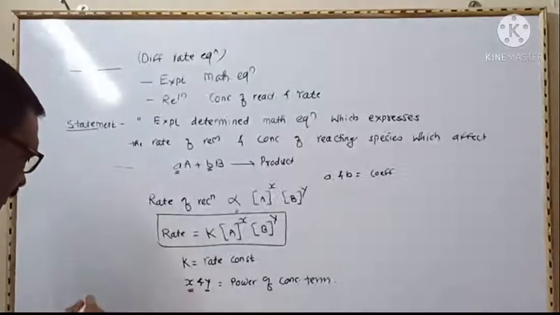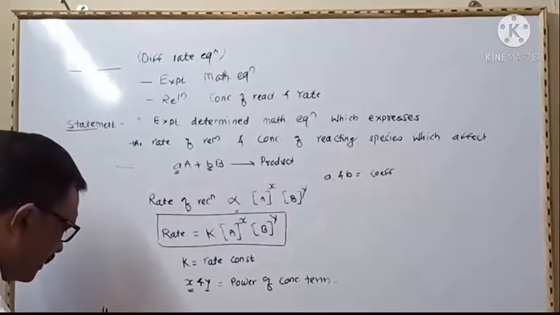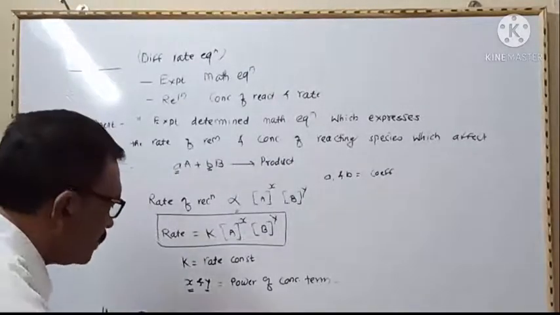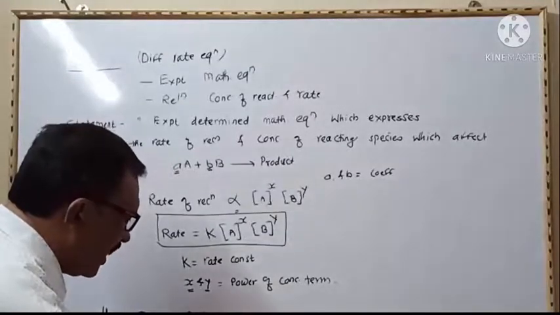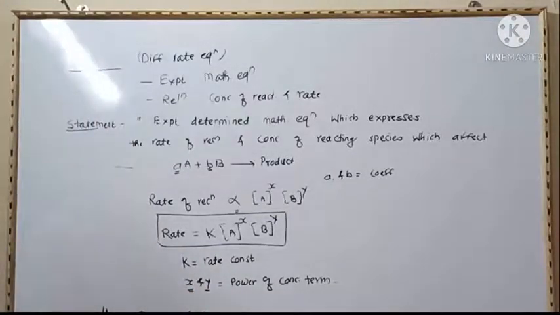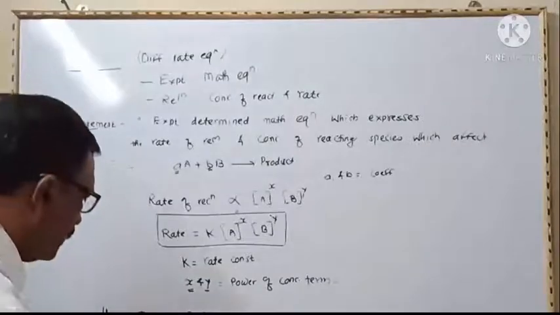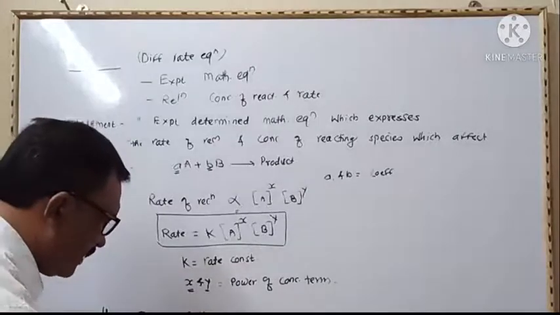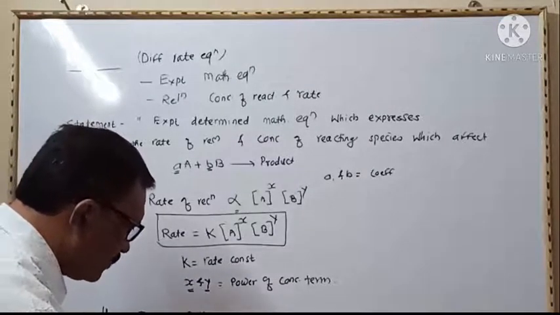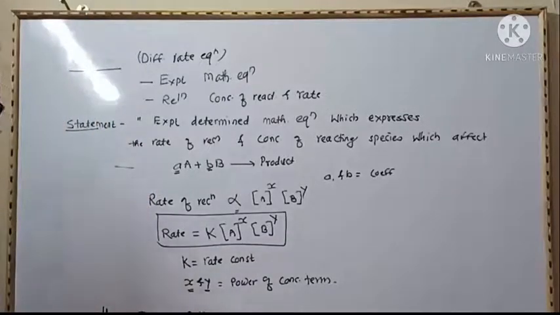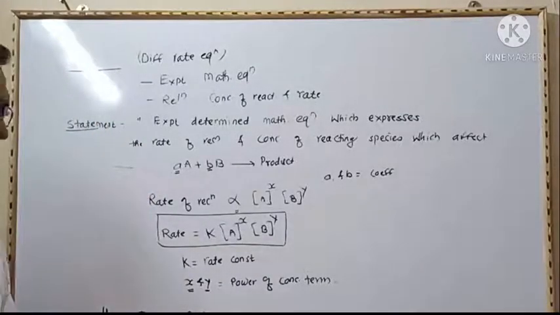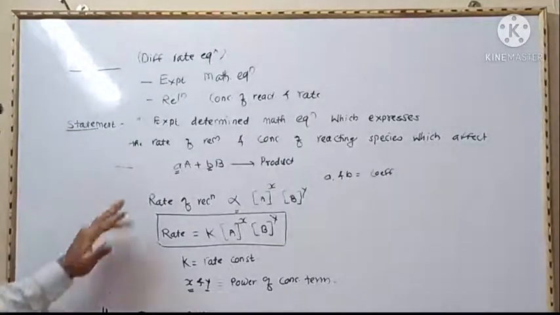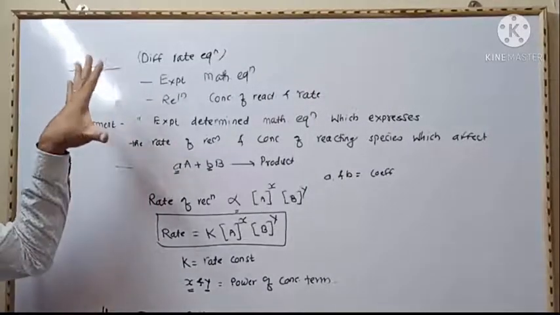Okay? For example, consider the reaction between hydrogen and iodine gas to give twice hydrogen iodide gas. Here, according to this rate law, rate is equal to a rate constant capital K into the concentration of hydrogen into the concentration of iodine. This is the rate equation. Okay? This information is for the rate law or differential rate equation.